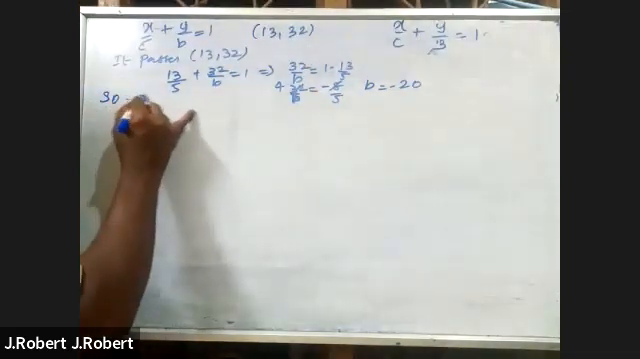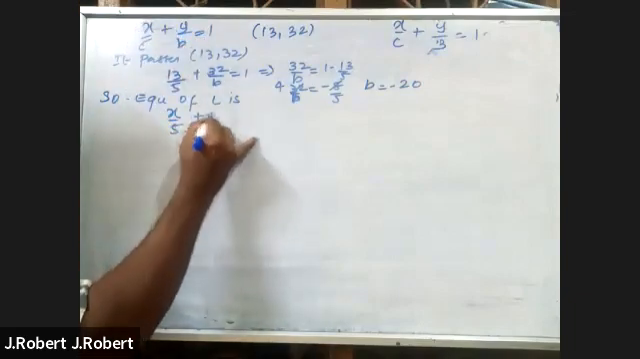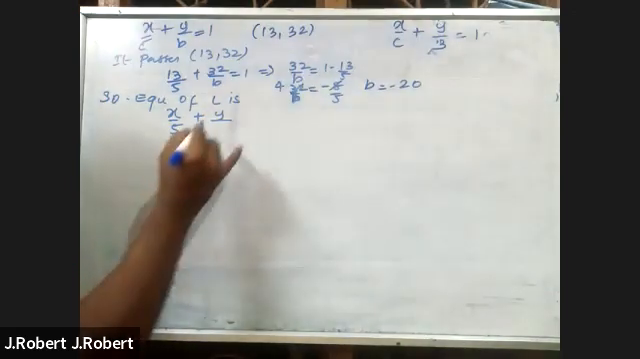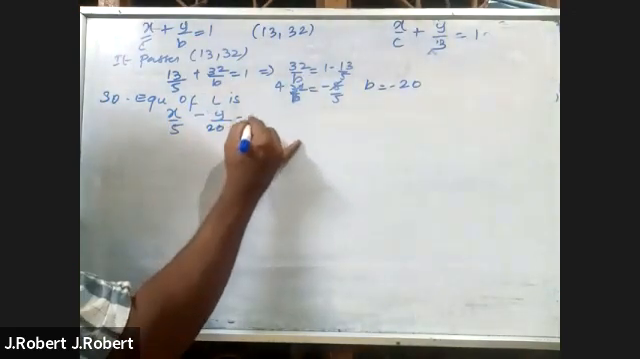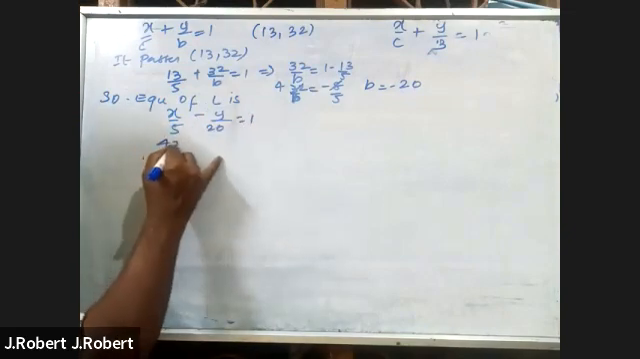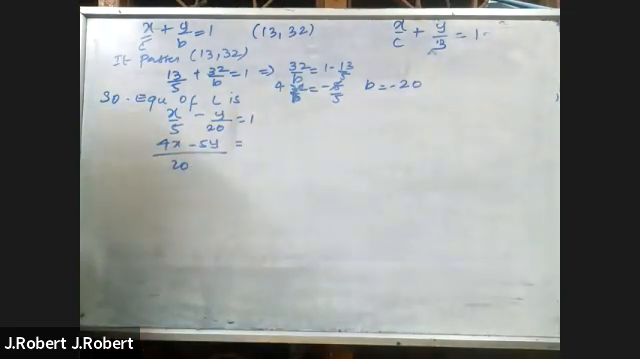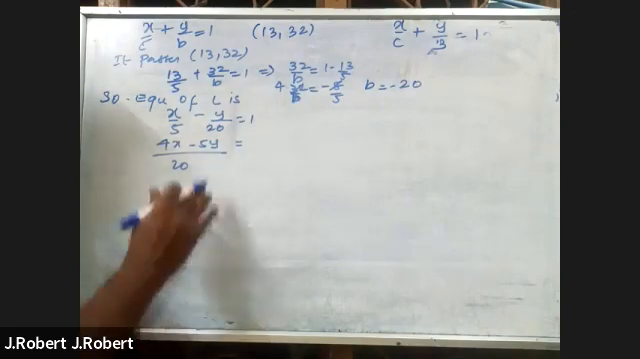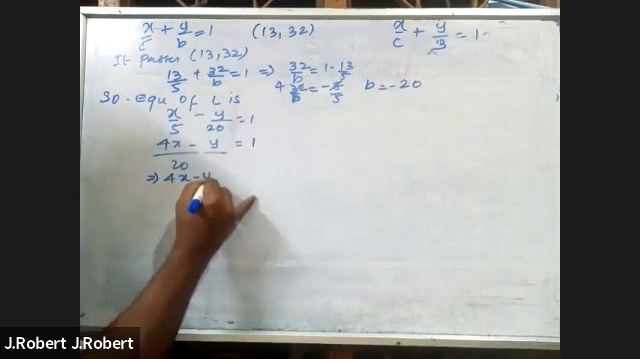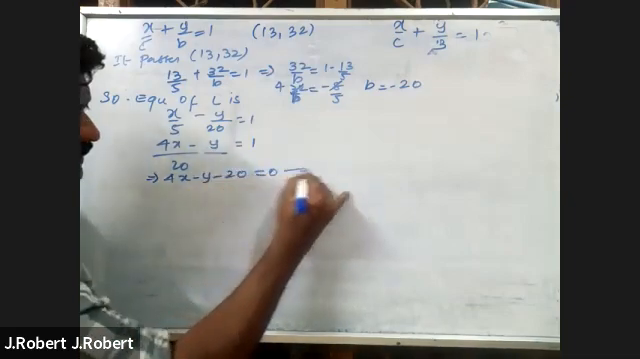So the equation of L: x by 5 plus y by minus 20, y divided by minus 20 or minus y by 20. Equals 1. Take the LCM: 4x minus y over 20 equals 1. We can write this as 4x minus y minus 20 equal to 0. This is the equation of line L.